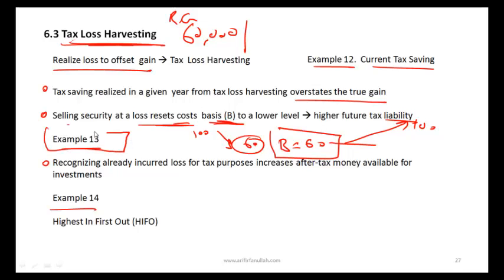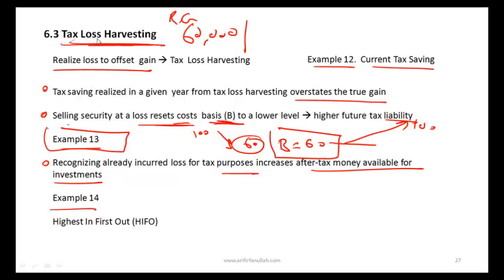What you can now do is example 13, and then here is another bullet point. Recognizing already incurred loss for tax purposes increases after tax money available for investments. What does this mean? When you recognize the loss, that reduces your tax bill, so you have more money to spend or to buy more stocks.